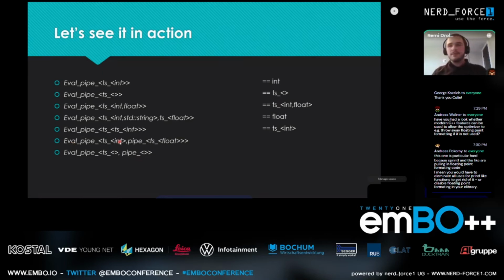TS of int, pipe, TS of float. Notice that the second TS is inside the pipe, so pipe will just receive an int and output it to TS of float, which will completely ignore int and just output float. So it's float. And finally, TS of nothing, pipe of nothing. Well, the output is, for a very obvious reason, that pipe will see that there's no function to evaluate, so it will simply output what it receives. So it's TS of nothing.